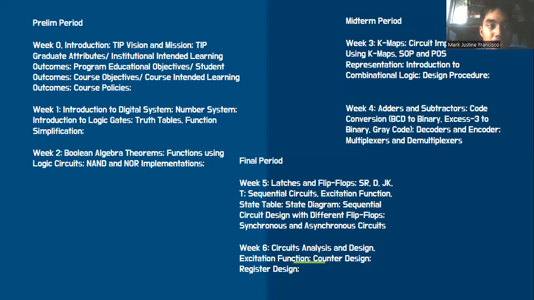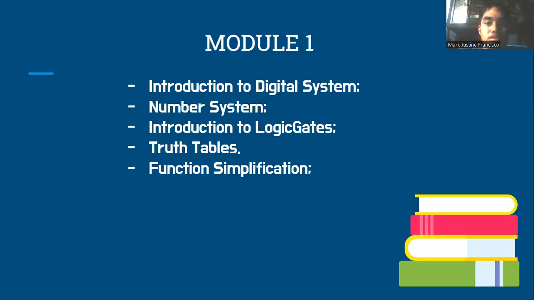So here is the coverage of CPE 004 from the prelim period, midterm period, and final period. We're going to talk about each module, starting from Module 1. So Module 1 talks about the principles and methods of number systems and codes covered in this lesson, along with how to represent numerical values in different number systems and to convert numbers between different number systems and codes.